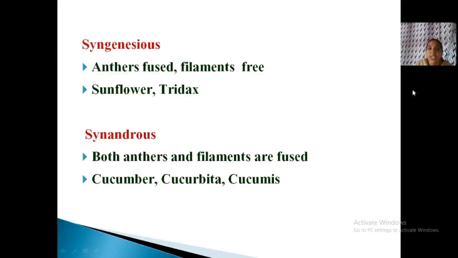So what are the conditions? Once again, syngenesious means anthers fused, filaments free. Sunflower and Tridax are examples. Synandry means whole thing, that is anthers and filaments fused. So what are the three conditions? Adelphi means filaments fused, anthers free. Syngenesious means anthers fused, filaments free. Synandry means whole thing, anthers and filaments fused. So these three are coming under the first category, cohesion.